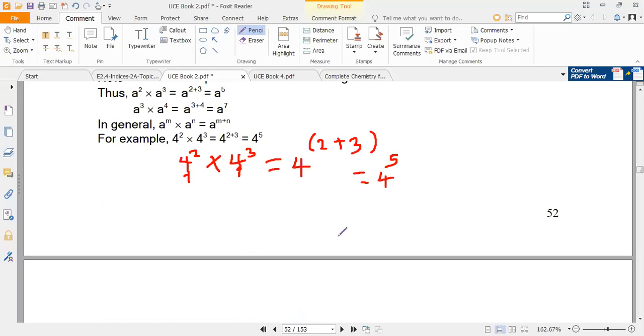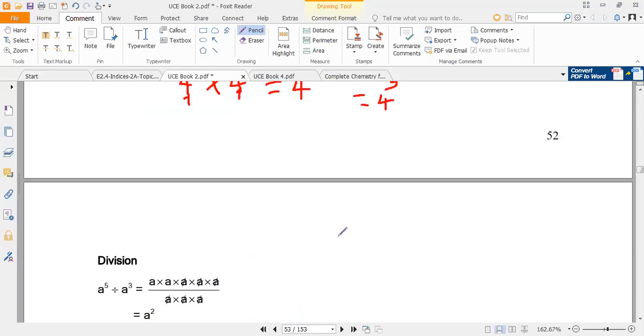Let us look at the law of division. According to the law of division, if you're dividing two indices, for example, you have a power m, and then you're dividing it by a power n.